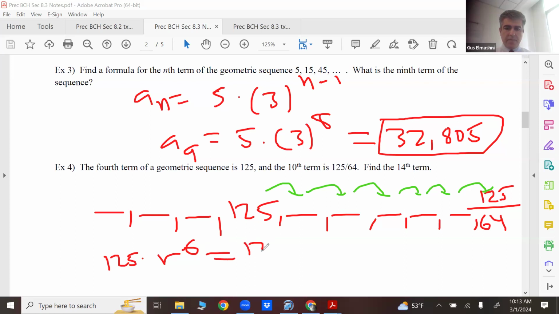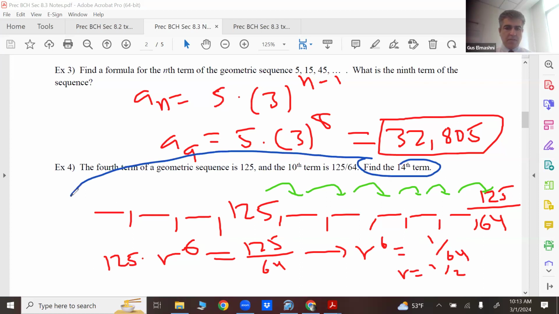It's 1/16. It's 2 to the 6th. 125 times. Oh, wait, 1/4 and then 2,000, multiply by 1/2. Wait, 2,000.